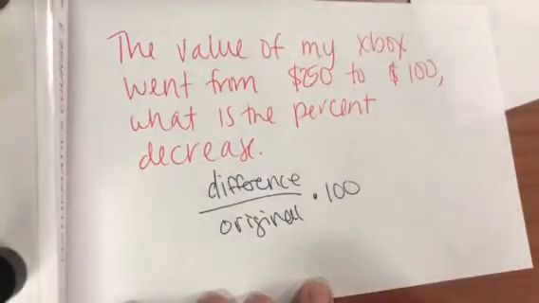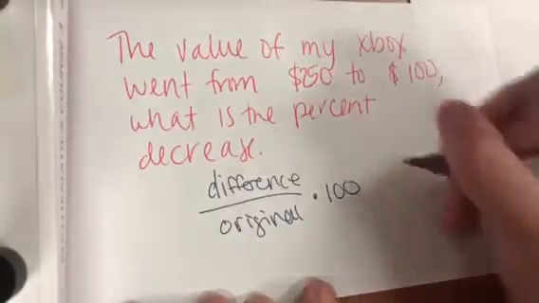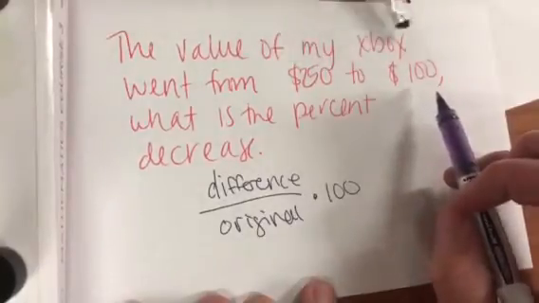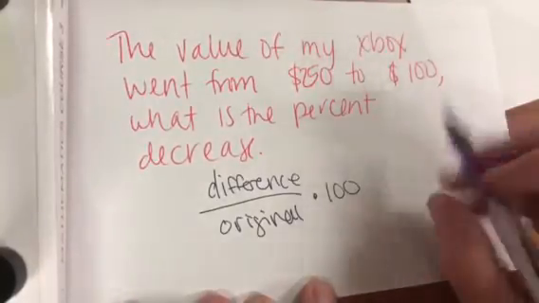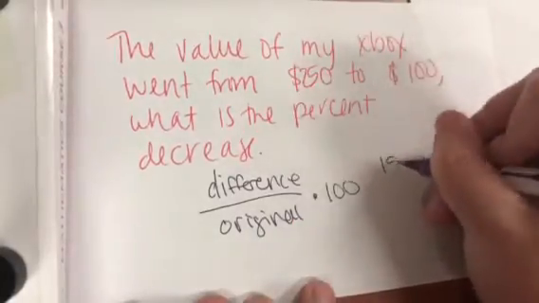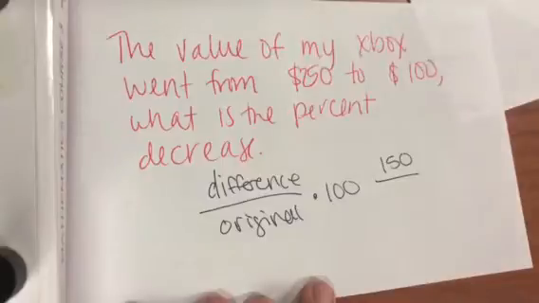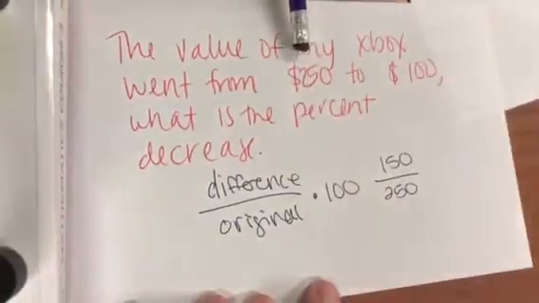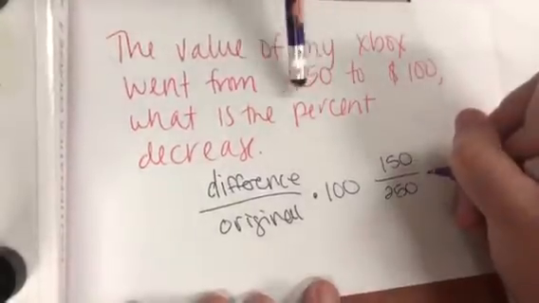What is my difference from 250 to 100? You subtract. 250 minus 100 is 150. Now remember, it's not always going to be 250 minus 100, because if it was an increase, it doesn't matter. You're always going to subtract the smallest number from the biggest number. So the difference is 150, over what my Xbox was originally worth. The first value, that's what I started with. It says right here, it went from 250.